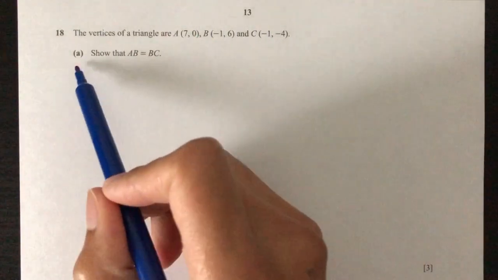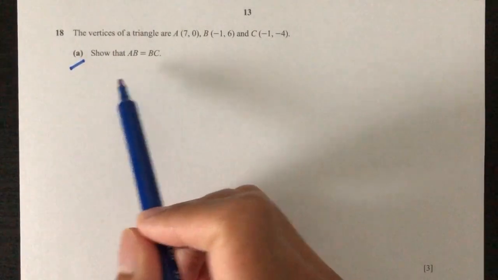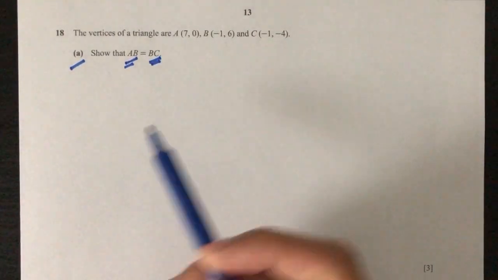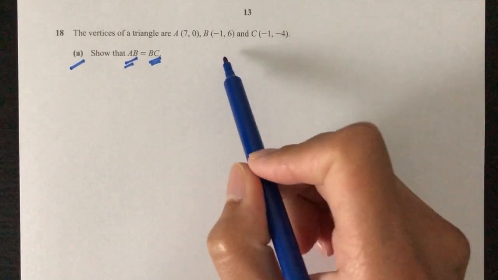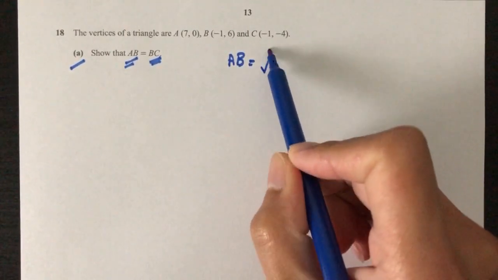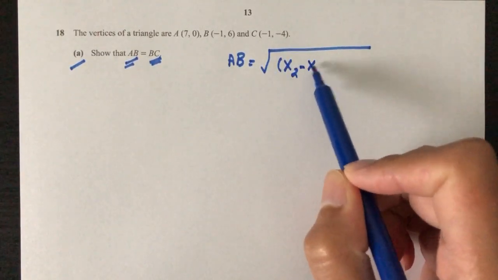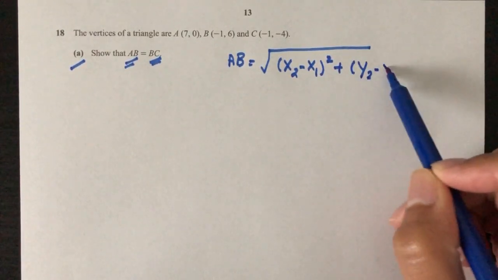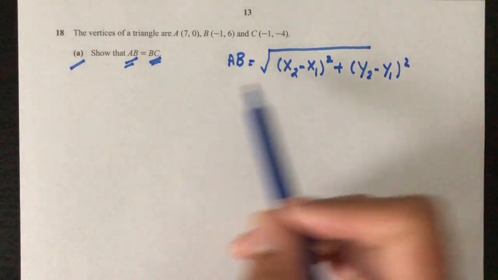The first part, you can skip if you want to, but that's okay if you want to do this as well. Show that AB is equal to BC. So we have to show the length of AB is equal to the length of BC. How would you find the length of AB? As you would know, you use the formula: the square root of x2 minus x1 squared plus y2 minus y1 squared. So let's do that.